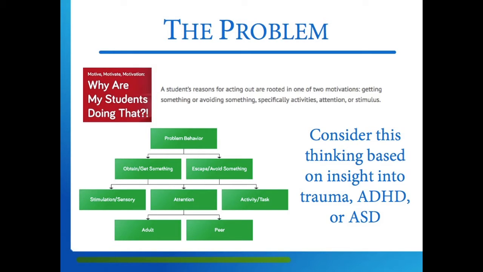Okay, this is the essence of the problem with the current thinking of PBIS, and that is it's grounded in B.F. Skinner. This is from a very recent article on the PBIS app site. A student's reasons for acting out are rooted in one of two motivations: getting something or avoiding something. This thinking is totally out of accord with our increased understandings of the impact of trauma on students' behavior, as well as the challenges associated with ADHD and ASD. It's this hidebound thinking that is not allowing PBIS to shift and fully integrate trauma-informed care. That is the essence of PBIS that has to change.